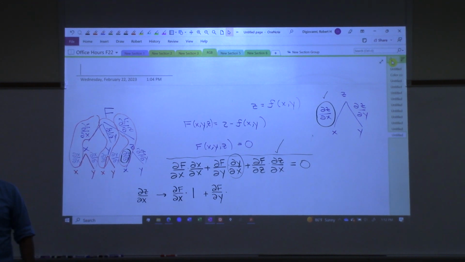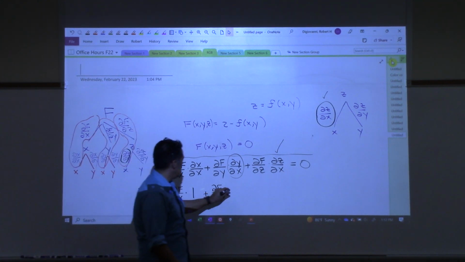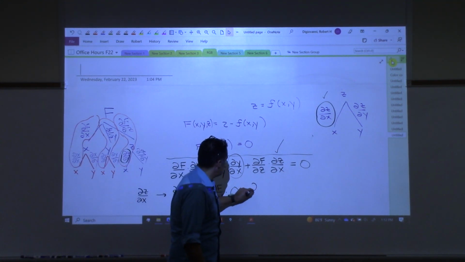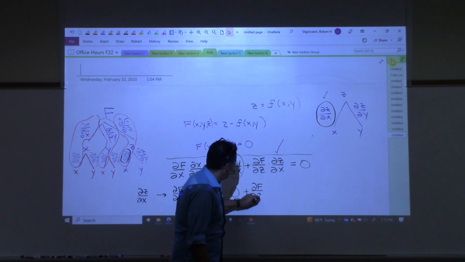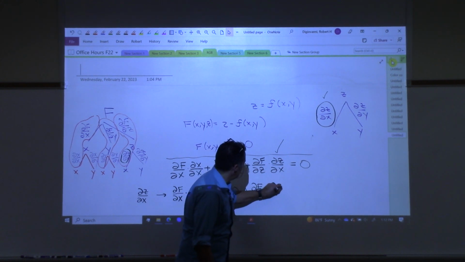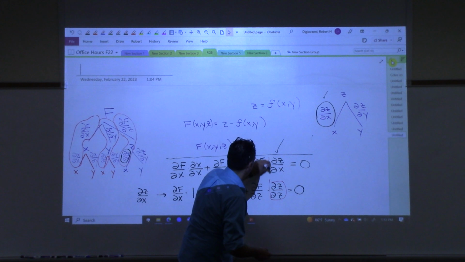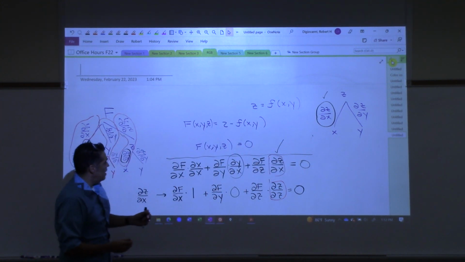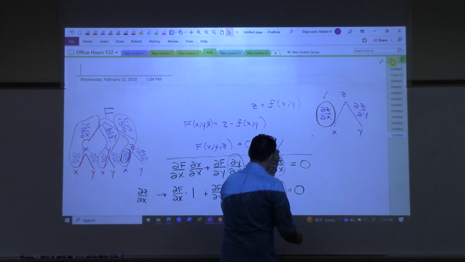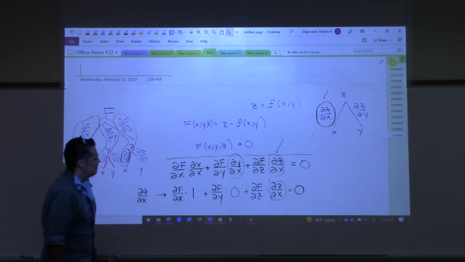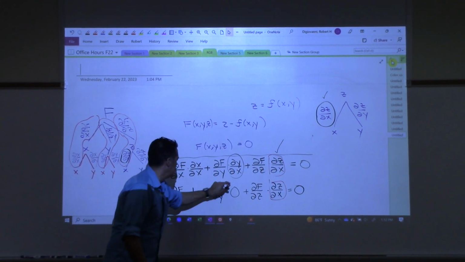We're holding y to be constant. So what's the derivative of a constant with respect to any variable? 0, right? So this is 0, plus the partial f with respect to z times the partial z with respect to x. Again, equals 0. Again, the thing I'm trying to solve for is right here. So that's not x. I said x, I wrote z. All right, this is gone.